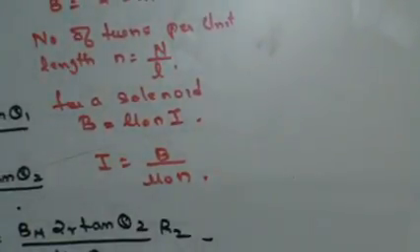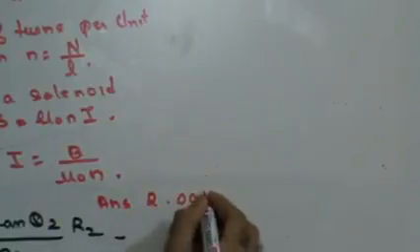B is given to you. Mu 0 is 4 pi into 10 raised to minus 7. And you just found out n. Your answer for this should be 2.005 amps.